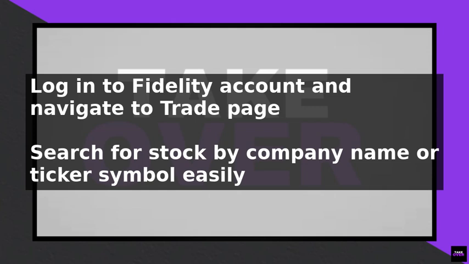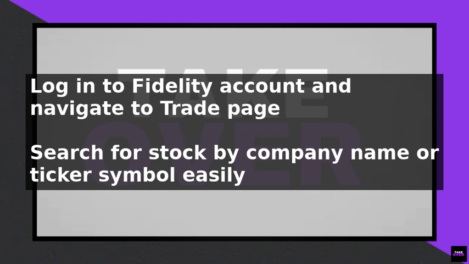You can choose from several different order types, including market orders, limit orders, and stop-loss orders. A market order will execute immediately at the current market price, while a limit order will only execute if the stock reaches a certain price. A stop-loss order will automatically sell your stock if it falls to a certain price.